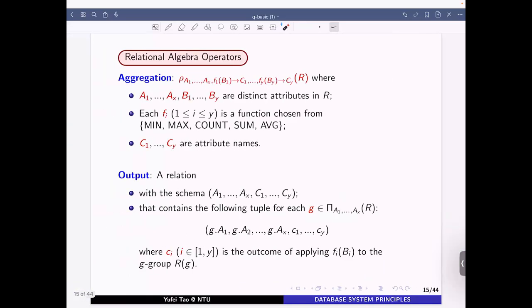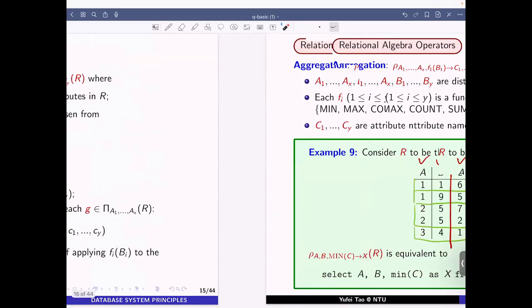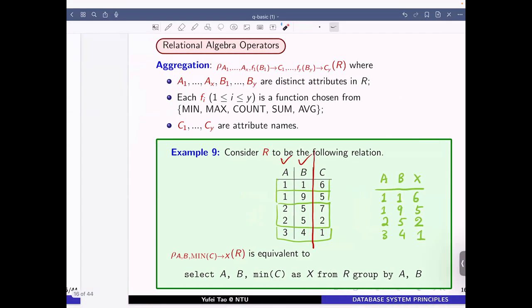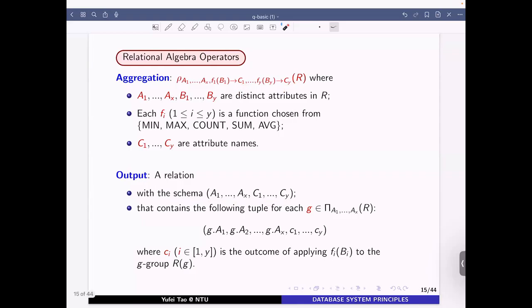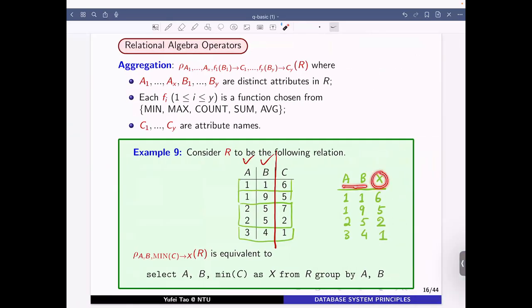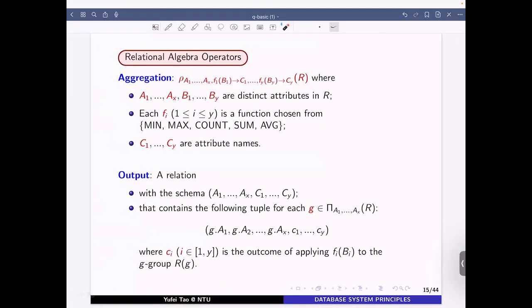Now let's go back to the formal definition. We have already gone through this part. This part is the same as this part, which I just talked about. And here, this is the formal definition for the output relation. So first of all, what is the schema of this relation? As you can see, it includes all the group by attributes, and also the attributes that you decide to create, just like A, B, and X. X is the attribute we created. And then the tuples. So you want to define the schema and then the tuples.